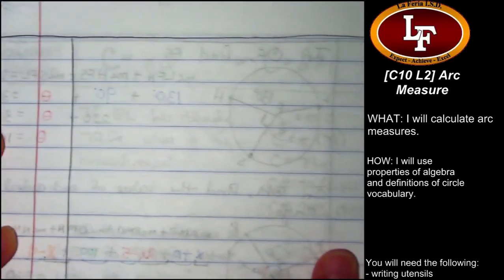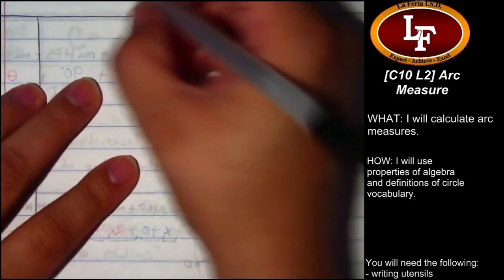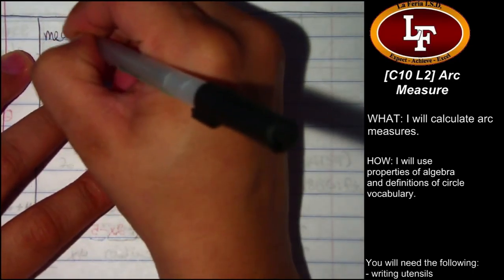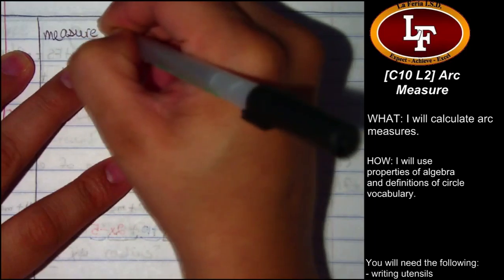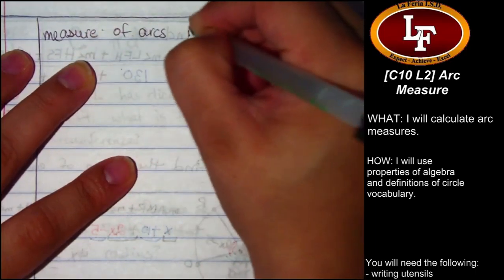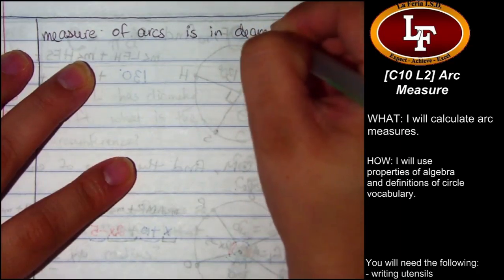Right, so what I want to say first is that arcs can be measured in degrees. Arcs have a length, but the measure of an arc is given in degrees, just like angles.